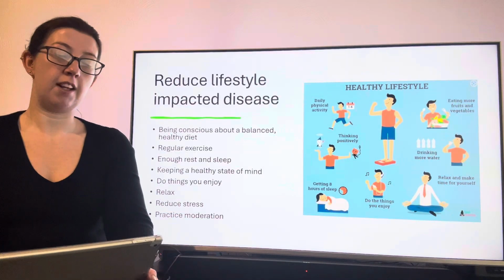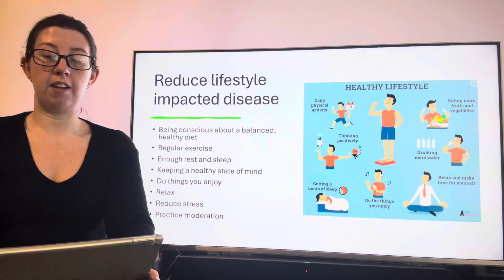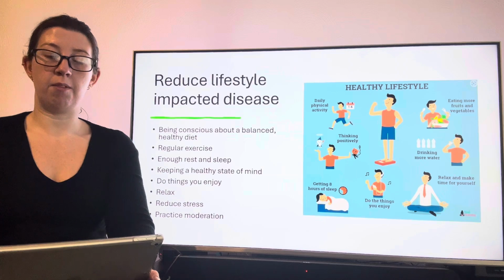To reduce lifestyle impacted diseases, it is recommended that you do 150 minutes of exercise per week. You should also try to be active every day. Sitting or lying down for more than 7 hours a day can increase the risk of poor health. The recommended amount of sleep an adult should have is 7 to 9 hours per night.